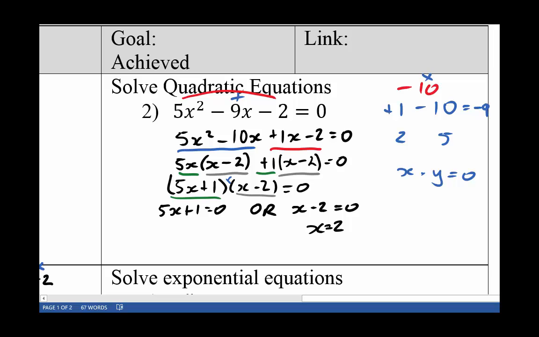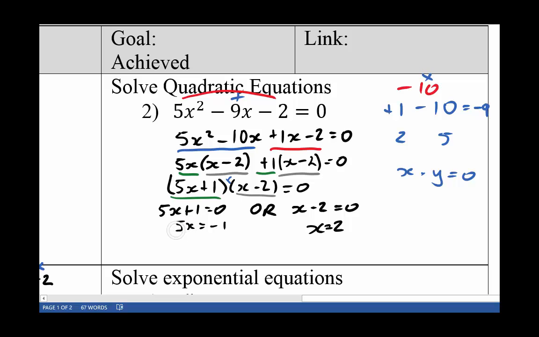Or, if it's this one, 5x plus 1 equals 0. What I'll do is take the 1 and put it on the other side. To do that, I minus 1, because it's adding here, and I do the opposite of that. So it's 5x equals negative 1.